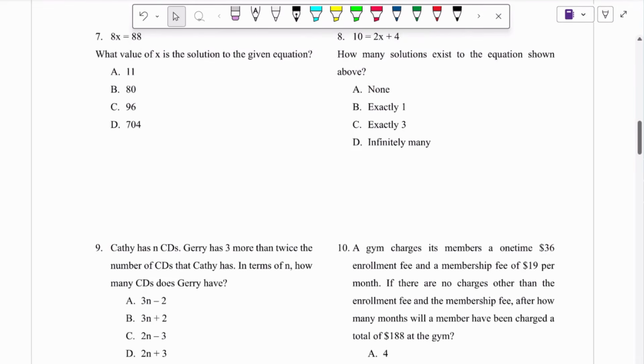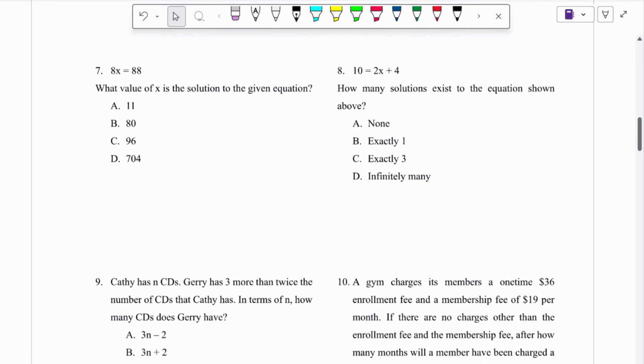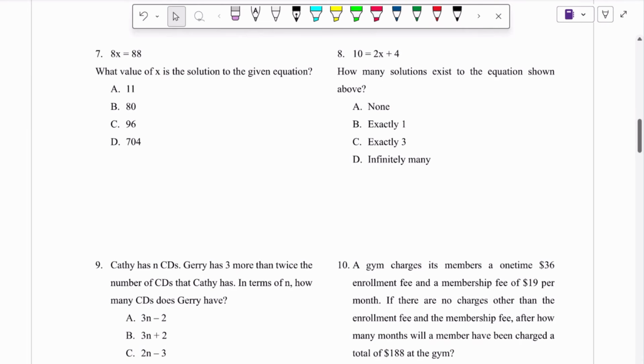Going on to the next page, if we take a look here at problem number 8, they're not asking for the solution, they're asking you how many solutions it may have. So I got 10 equals 2x plus 4. I subtract 4 from both sides, I get 6 equals 2x. I divide by 2 and I get x equals 3. Okay, so it's going to be exactly one solution.